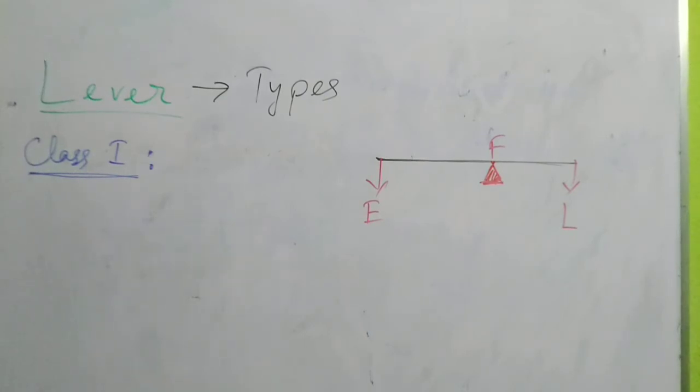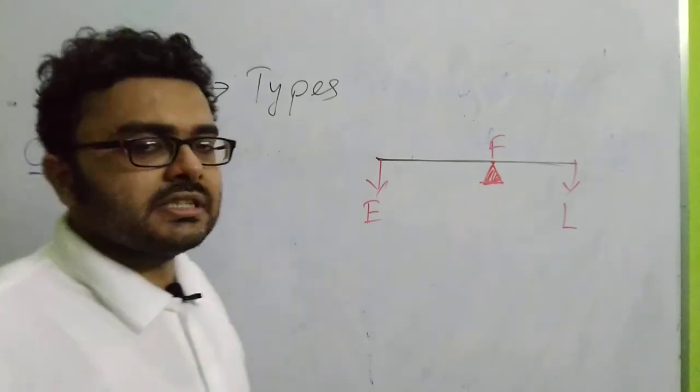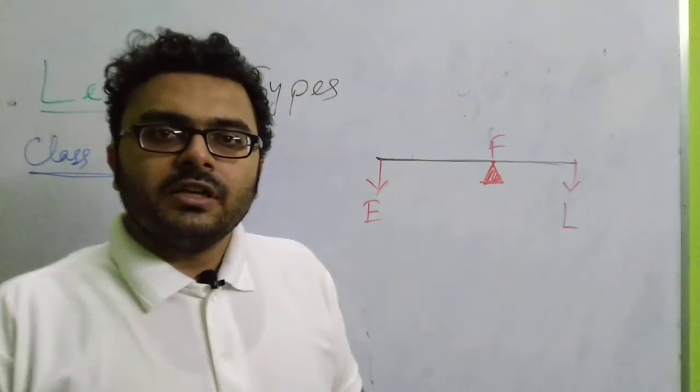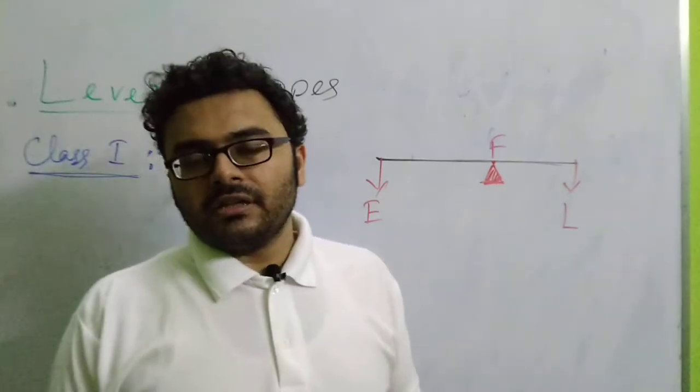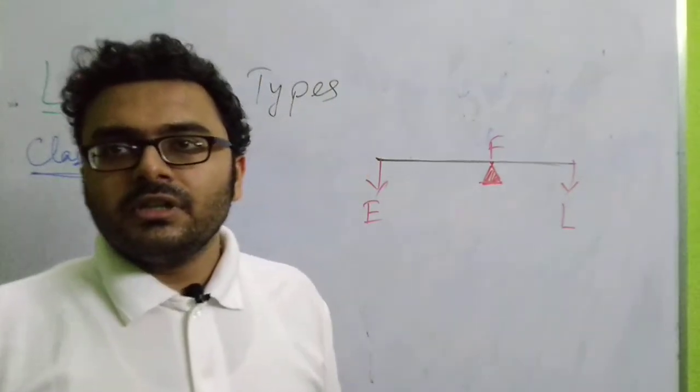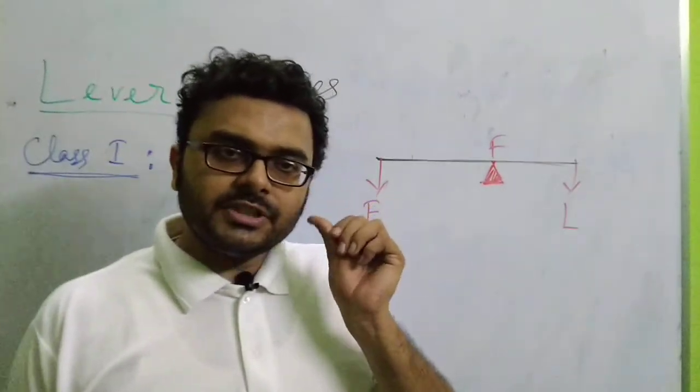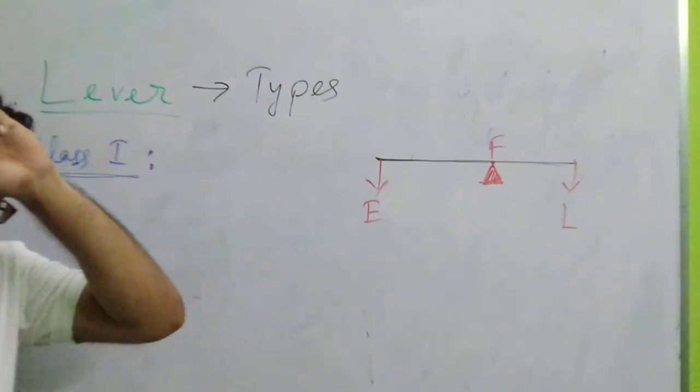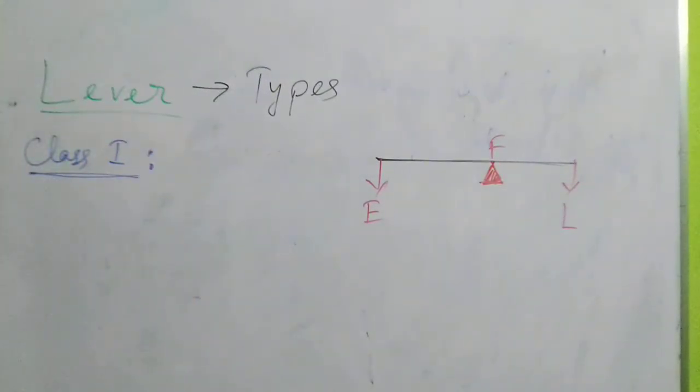So can you name some class 1 lever? Obviously, I have mentioned it in the beginning of the video. Scissors. A pair of scissors is an example of class 1 lever. A nose plier is also an example of class 1 lever. So wherever you see that the fulcrum is in between the load and the effort, that lever can be regarded as the class 1 lever.